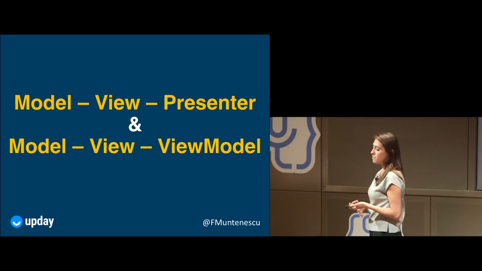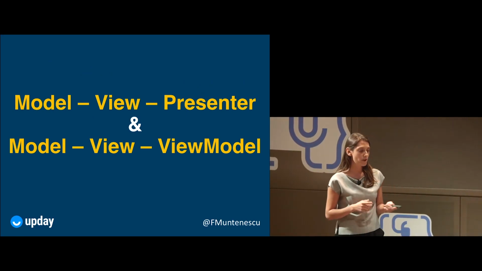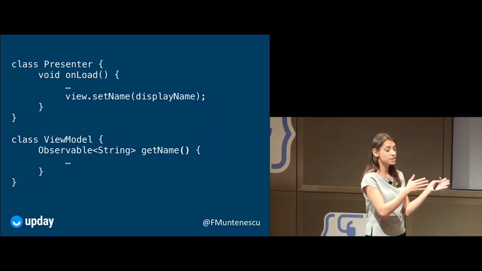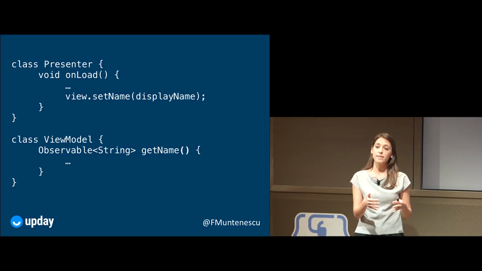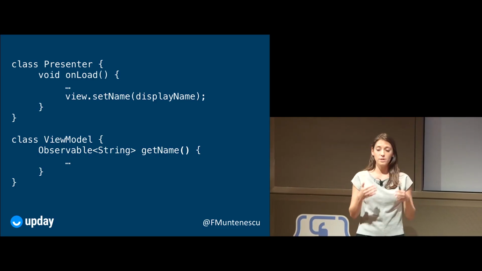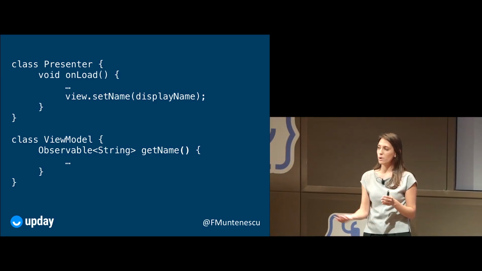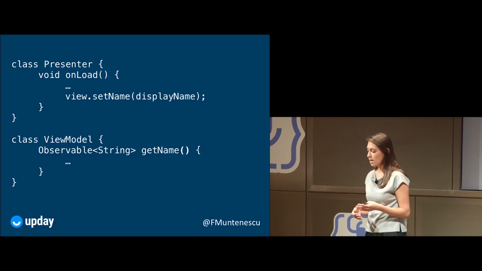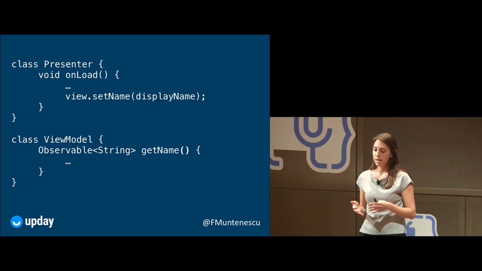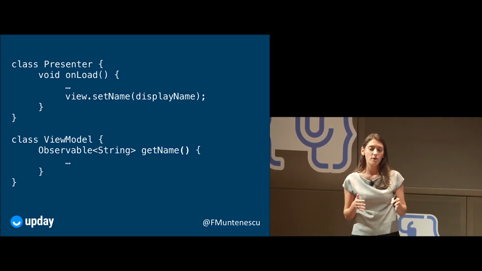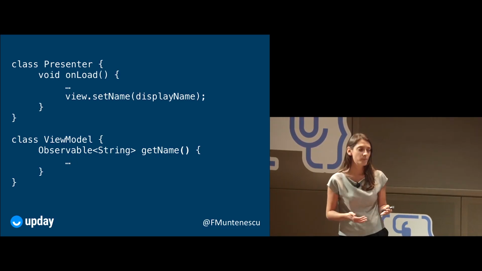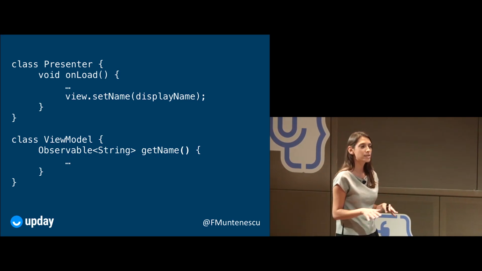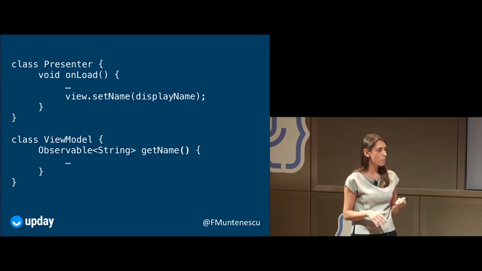Okay, so MVP and MVVM. We pretty much found out what are the differences between these two patterns. We know that the presenter is working directly with the view to set the name, for example, and then in MVVM, the view model just exposes streams of data that whoever needs it subscribes to. But if the differences are pretty clear, actually MVP and MVVM are quite similar in the way they are applied. So I want to give you the answer for several questions that I'm pretty sure you guys have in terms of these two patterns.